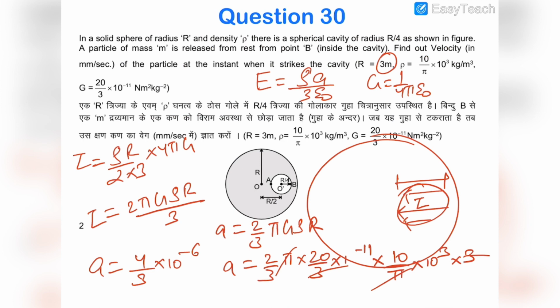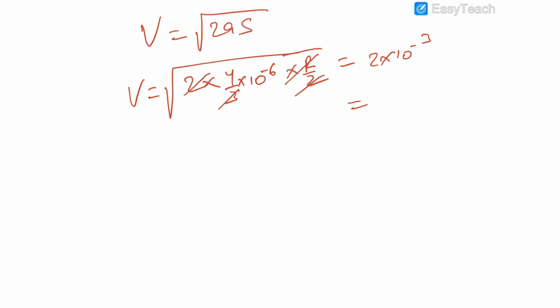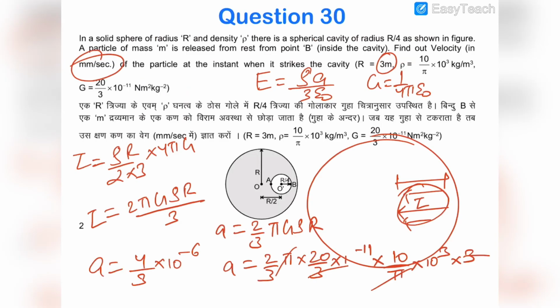And what we have to do, we have to find out the velocity in millimeter per second, so obviously it would be 2. So the correct answer is 2.